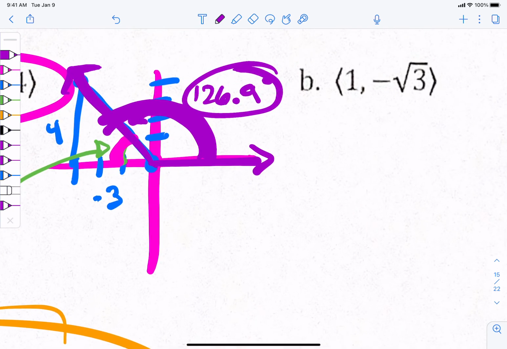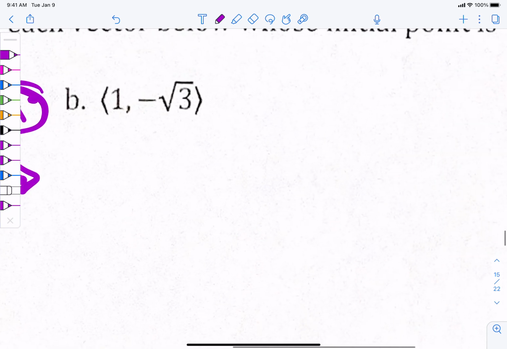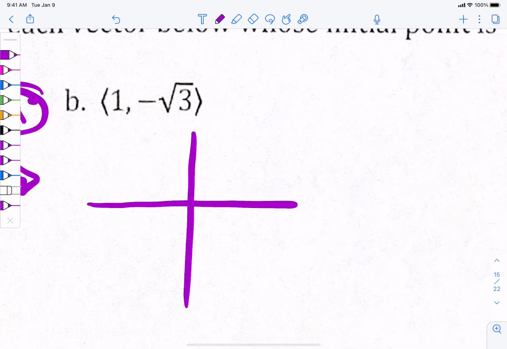We've already done that before, right? Okay? 1, negative 3. What quadrant is that in? The first one. No, just the one. Fourth.